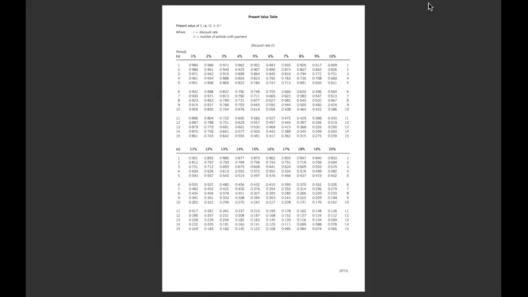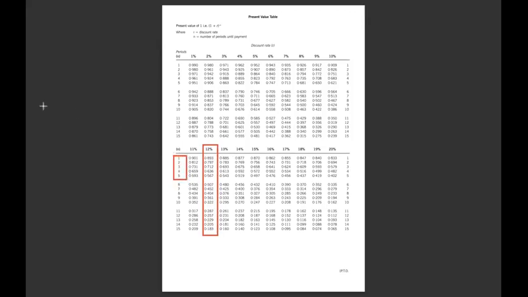Another important thing that you have to remember is the PV table. As I said before, we have to use a discounting factor. We have to use something called the cost of capital discounting factor, 12%. So we will have to look into the PV table, the 12% column, and it is for 5 years.